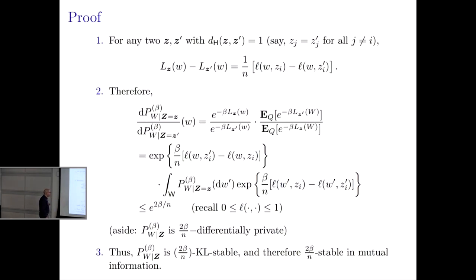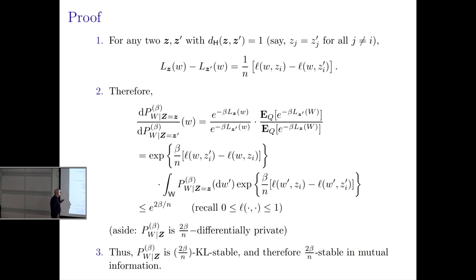It's lengthy, but I'll walk you through it. Fix any two data sets, z and z prime, that are neighbors, so the Hamming distance between them is 1. Let's suppose that it's the ith index that's the culprit, the one where they differ. If I look at the empirical losses of the same hypothesis, you see all the other terms are the same, except for the terms for the index i. And they are scaled by 1 over n. Also, you notice that this difference is bounded between minus 1 and 1.